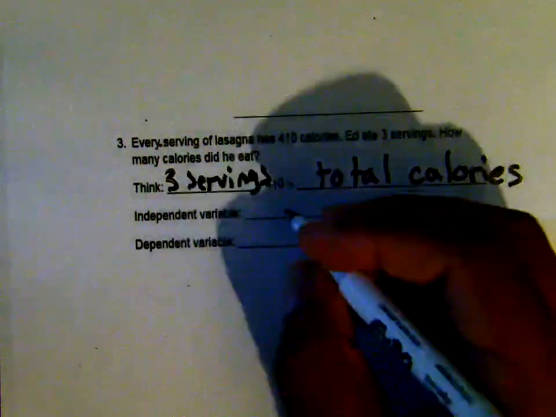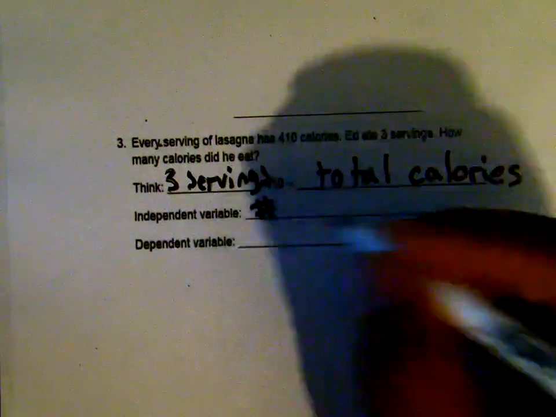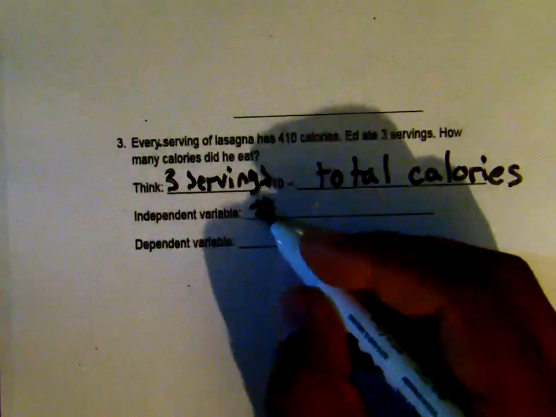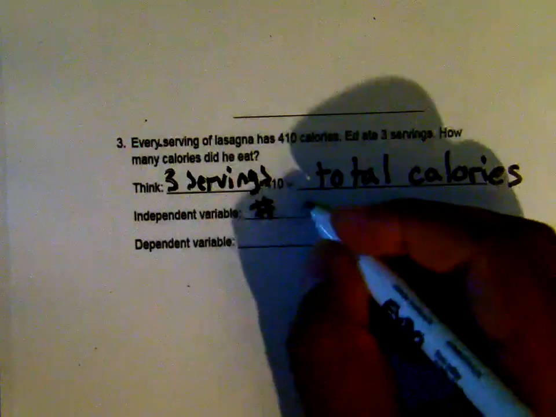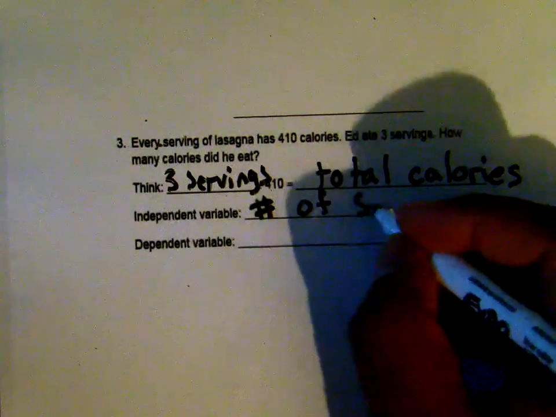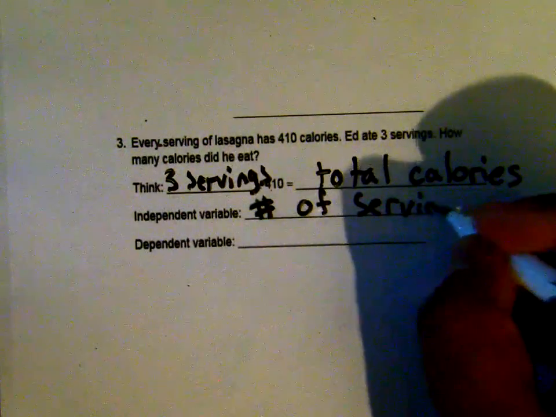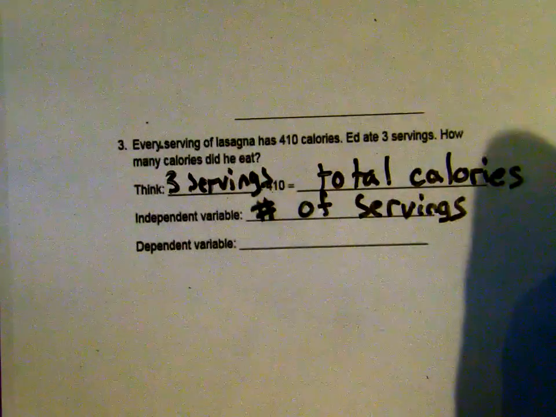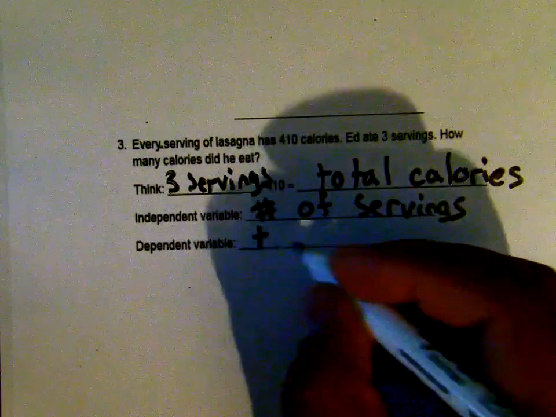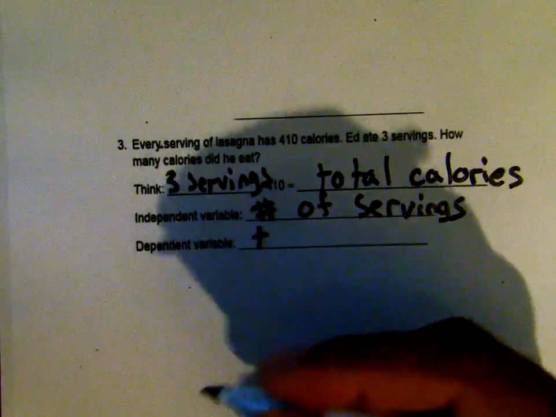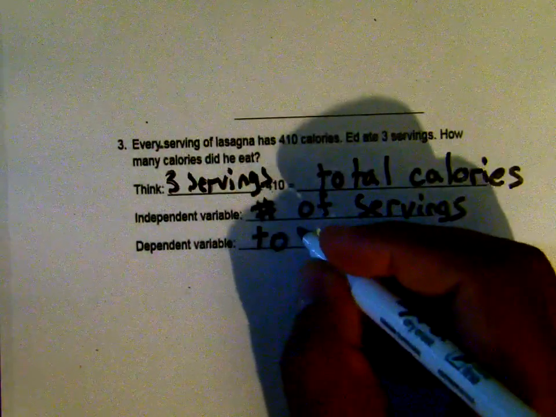And the independent will be whatever number of servings he has. That could change, but whatever number of servings is the independent, and the total calories is the dependent. It depends upon how many servings he eats in order to figure out how many calories he has.